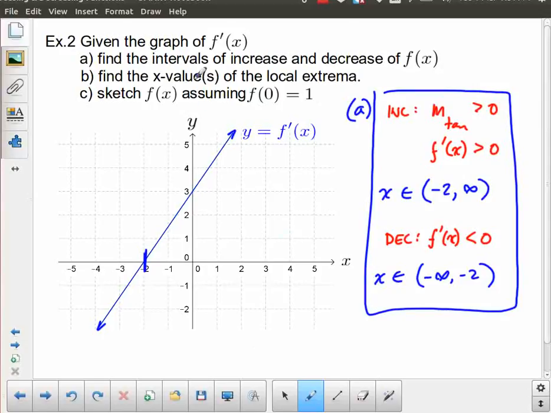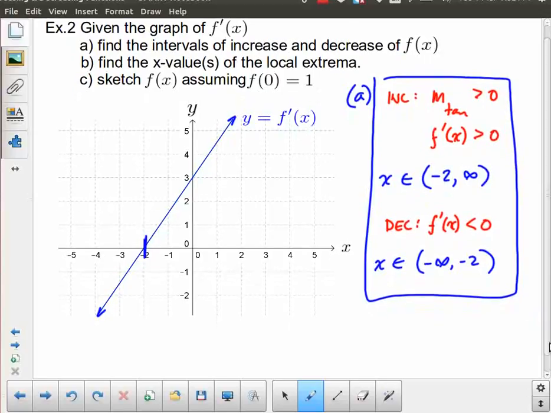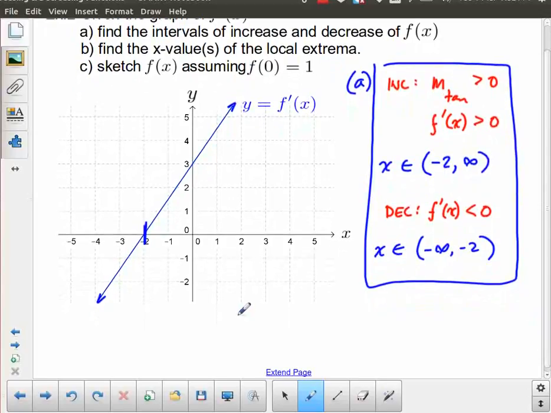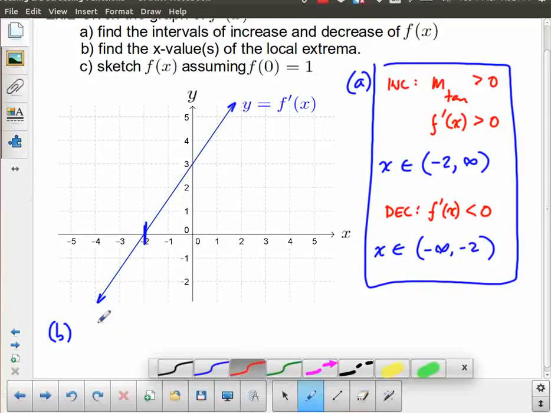Find the x values of the local extrema. Now we've answered that already, really, because we used that x value of the local extrema as our cue for knowing where to split our intervals of increase and decrease. So the answer to B is the local extrema, and again, let me just add a little notation here to explain where this is coming from.